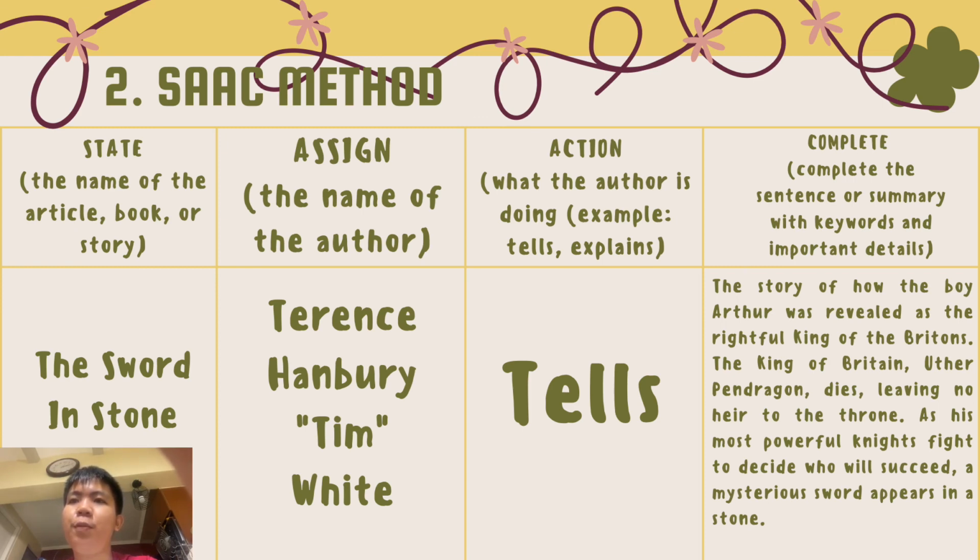Example, the story of how the boy Arthur was revealed as the rightful king of Britain. The Pendragon dies leaving no heir to the throne, as his most powerful knights fight to decide who will succeed. A mysterious sword appears in a stone.